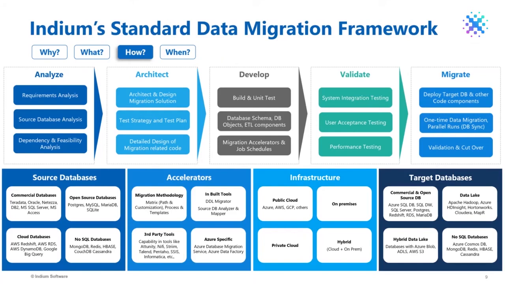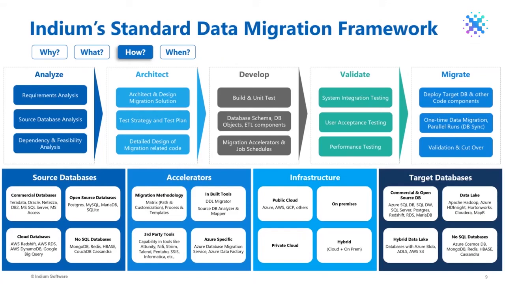Once the analyze phase is done, we then go into the architect phase, where we design the migration solution. We identify the test strategy and the test planning for the migration. We also do what we call a migration code design. So this is like a one-time set of code that is used for migration, and we perform the design as part of this architect stage.